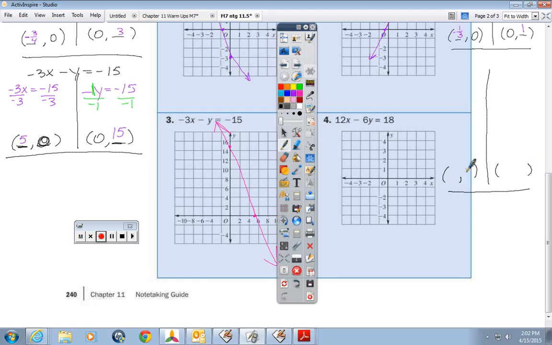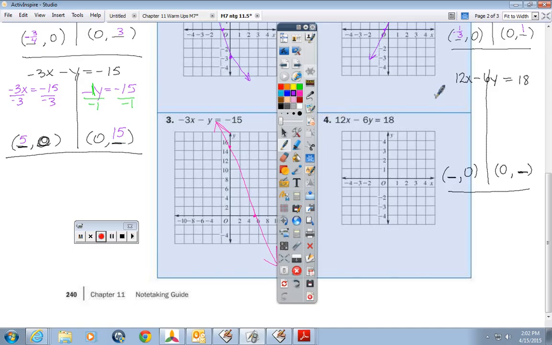Okay, I'm going to write my original equation. 12x minus 6y equals 18. The first time I solve it, I'm going to replace y with 0. So now this term just goes away. And I'm left with 12 times what equals 18. I'm going to divide both sides by 12.